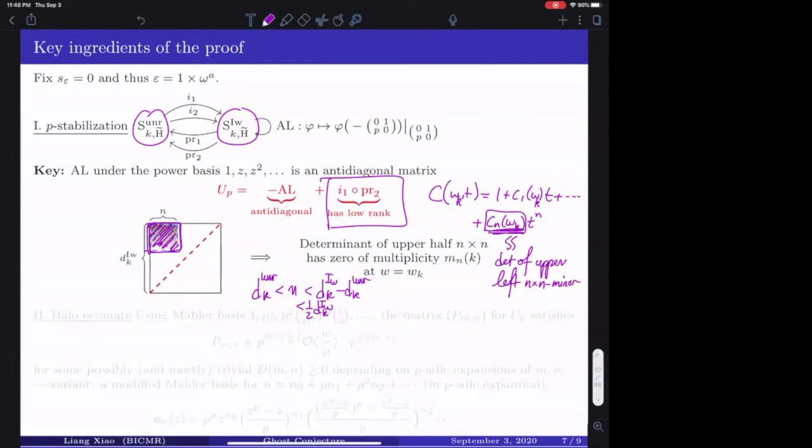And if you do a little bit more, looking at w minus w_k, you will see that the determinant of the upper left n by n minor will have a zero of multiplicity exactly the Gauss multiplicity at w equals w_k.